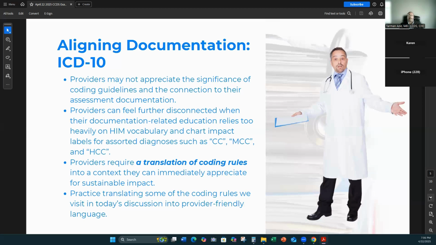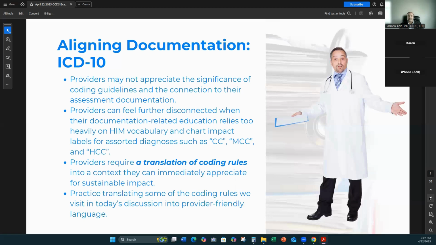The trouble is that most of us, when we first endeavor to educate providers about CDI and about their documented assessments, we tend to do so using a heavy on the HIM vocabulary type of technique, and most of the education that you might inherit from colleagues and other department leads tends to be laden with this type of chart impact labeling for various diagnoses, such as comorbidity complication or CC diagnosis, major complication comorbidity or MCC diagnosis, and finally, hierarchical condition category or HCC diagnosis, which of course plays a very important role in outpatient risk adjustment, but also those HCC diagnoses are classically important for risk adjustment on the inpatient side as well.